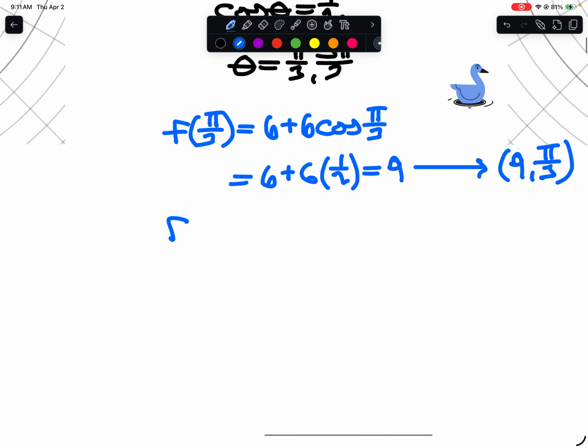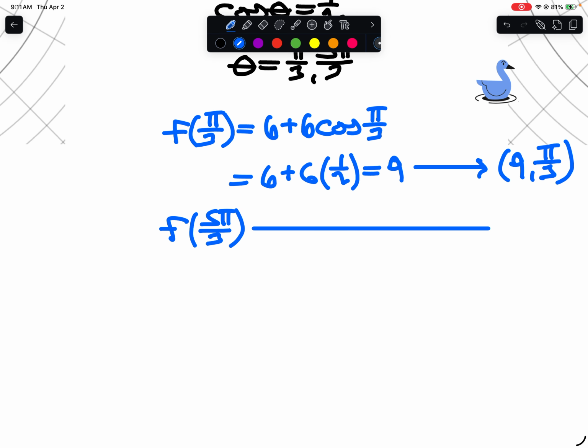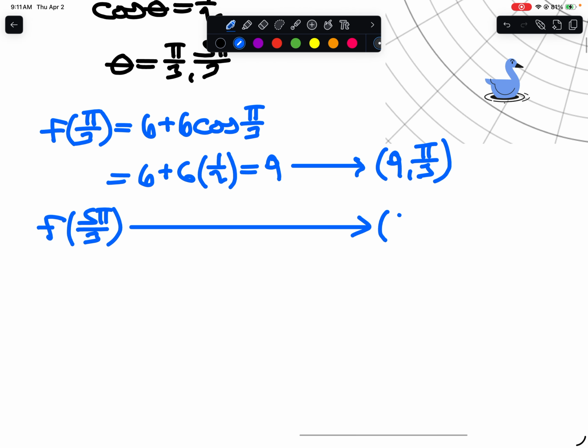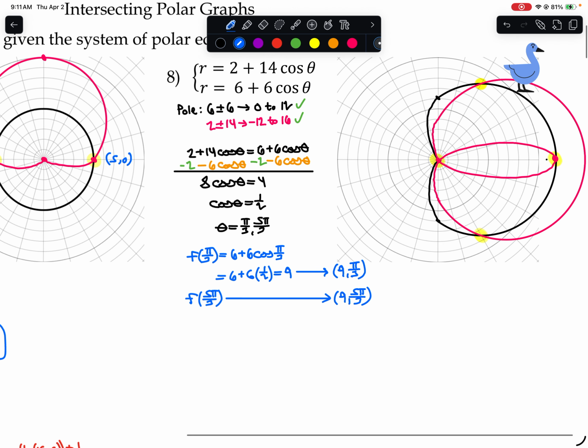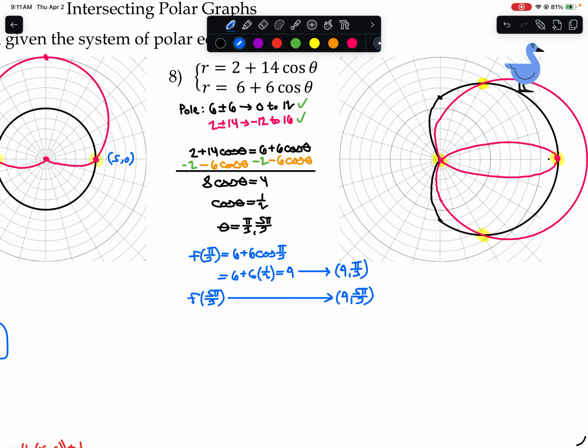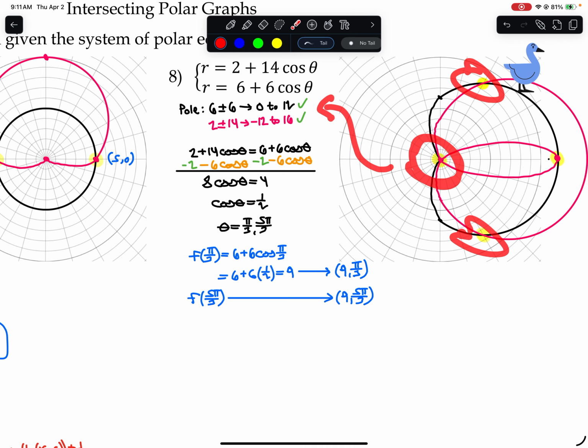Okay, and then same idea for 5 pi over 3. Those have the same cosine value, so that's going to yield the same output value. So I'm just going to skip down to the coordinate. So this is going to be 9 in the direction of 5 pi over 3, which, based on my drawing, is almost there. Okay, so we know that the coordinate 0, 0 is going to work based on when we check for the pole up here. And then I got these 2 points over here based on algebraically solving.